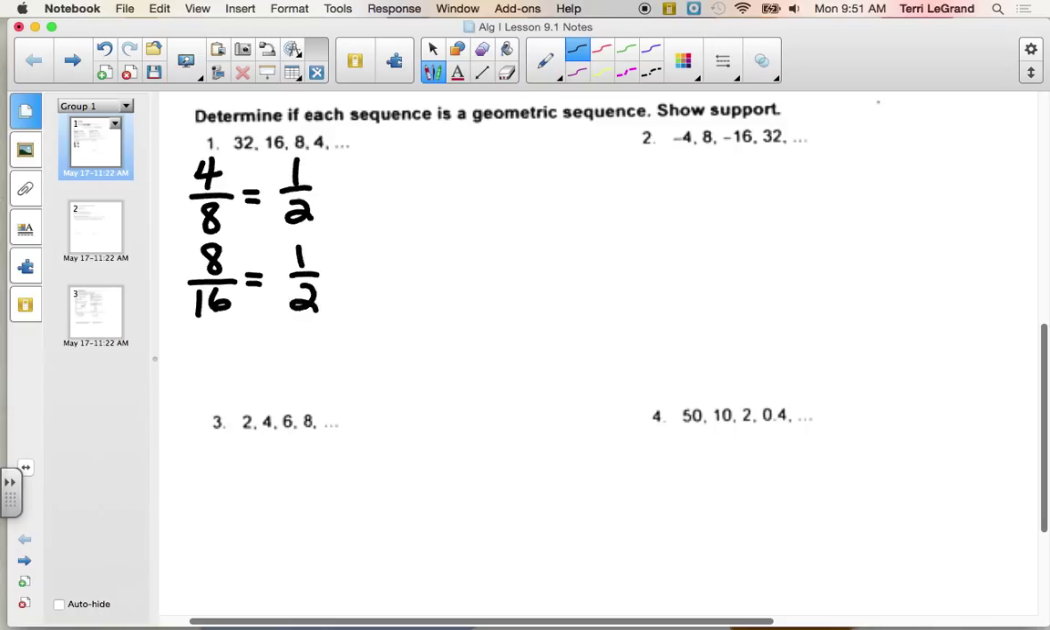Now you can't stop there though, because sometimes it could fool you into thinking it's a geometric sequence. You can be like, okay, well I got 1/2 twice, so it must be. Not necessarily. You want to go all the way through with all the terms that they have provided for you and make sure. Is 16/32 1/2? Yes, it is. So there's our support, and we're going to say it is a geometric sequence.